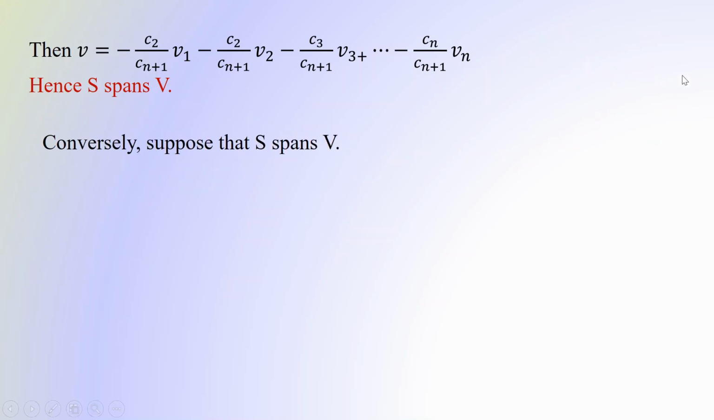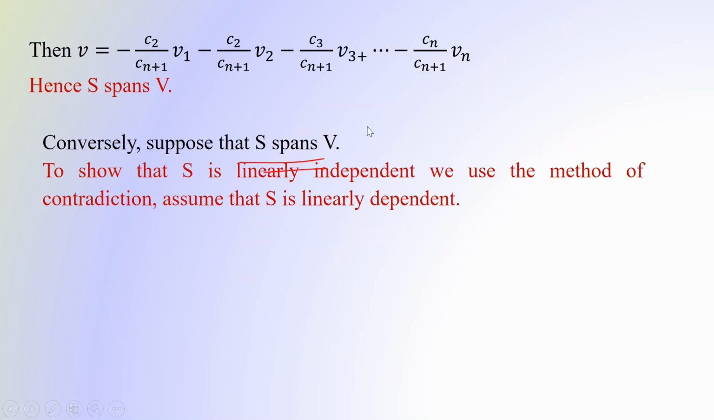Now the converse: suppose that S spans V. We have to prove that S is linearly independent, and since S spans V and S is linearly independent, it is a basis. To prove that S is linearly independent, we will use the method of contradiction. We assume that S is linearly dependent.